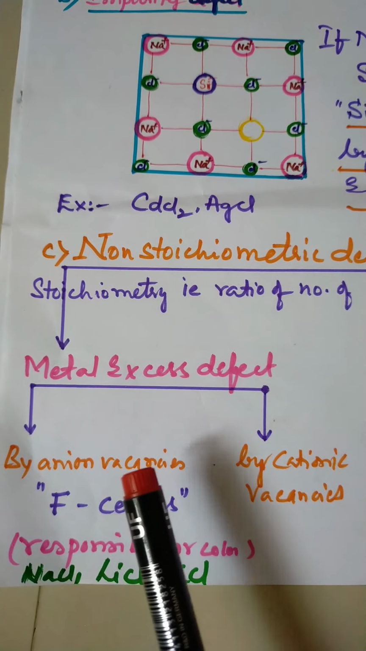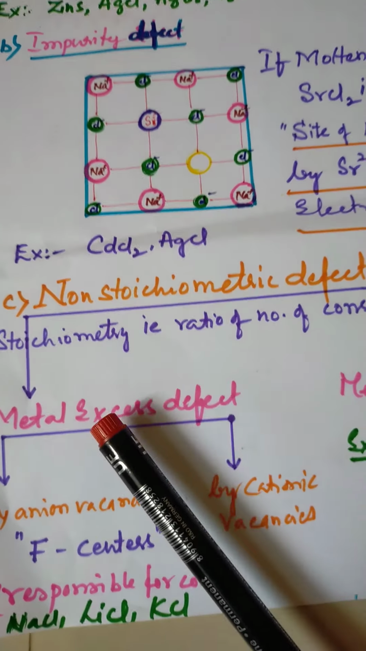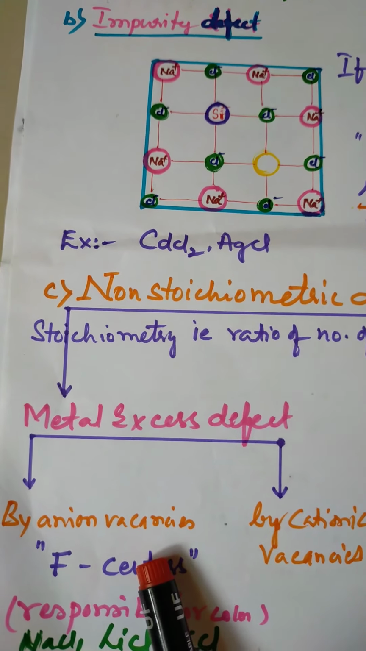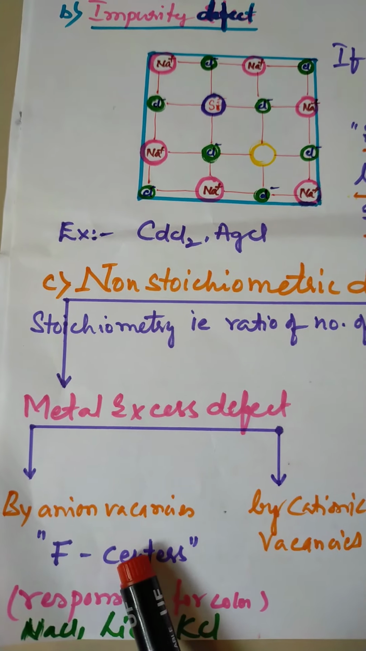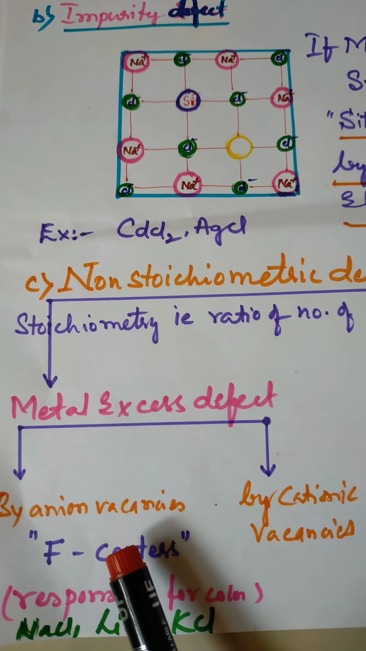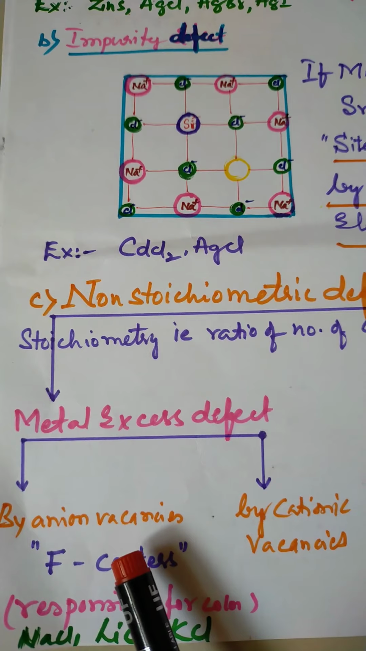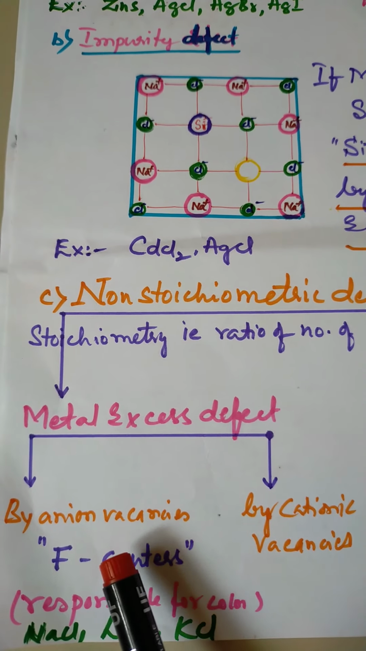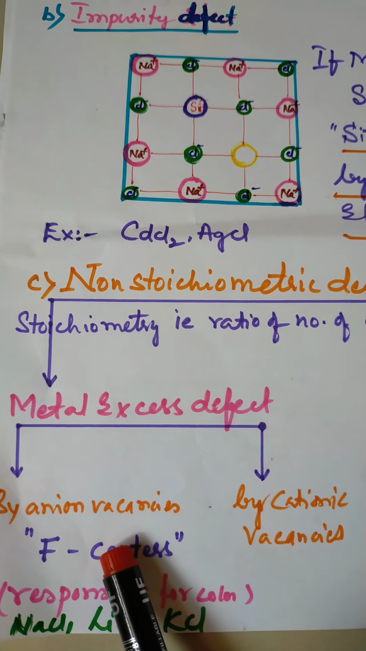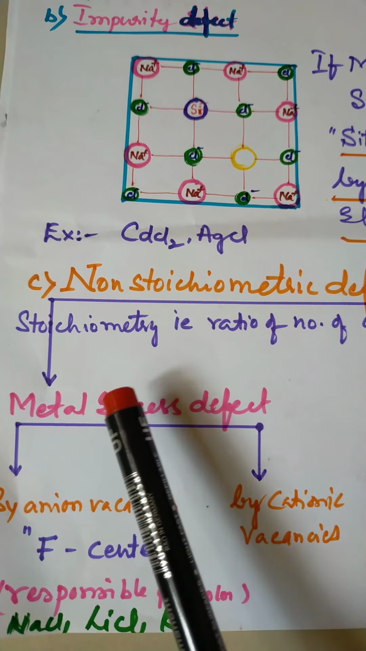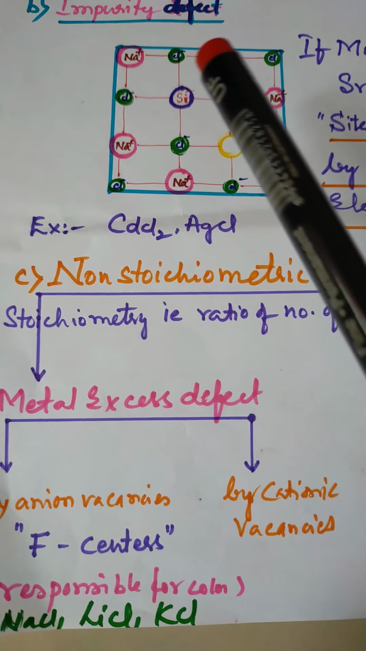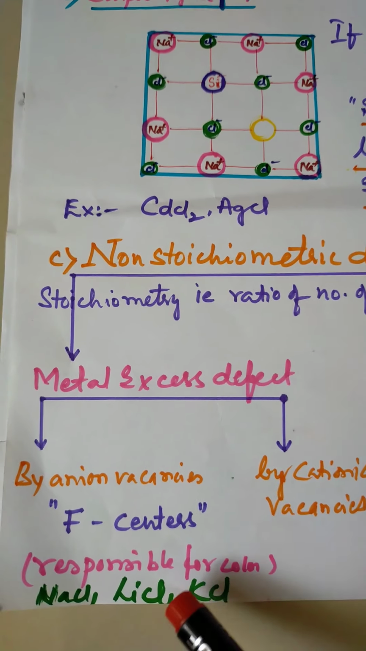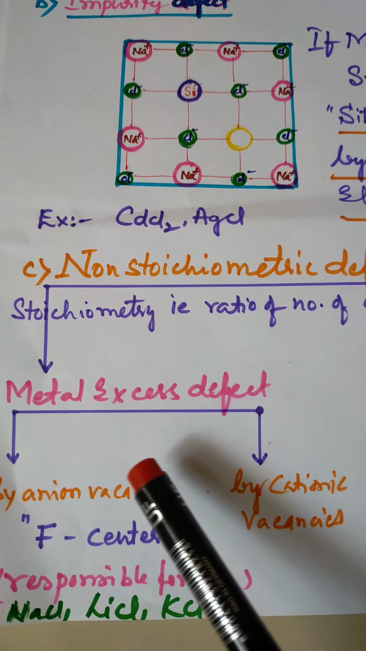here we should know one very important thing. One question may be asked on F centers. I want to make another video with another diagram for F centers. I will continue this. Please, after all these videos, go for F centers and some other important questions with diagrams. F centers are responsible for coloring properties. This is metal excess defect.